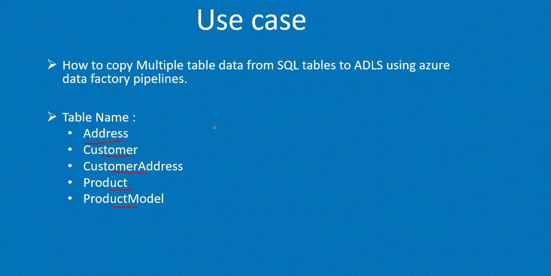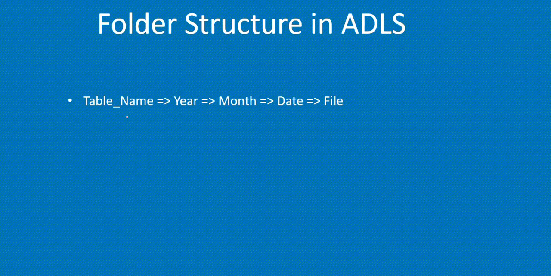But while writing data into the destination, we want to create some folder dynamically and we want to copy specific tables data into the respective folder, like customer data goes into the customer folder and something like that. So we want some kind of format, like in our container we want table name, then year, then month, then date, and inside that folder we want our actual file.